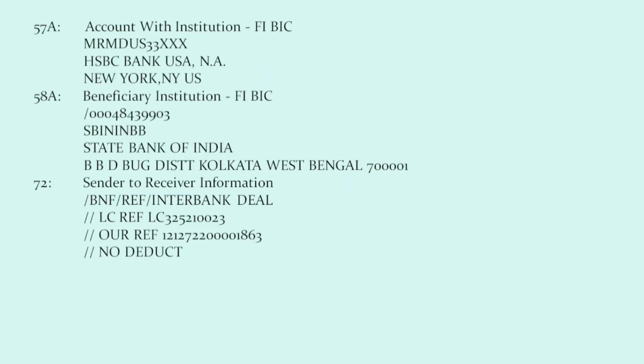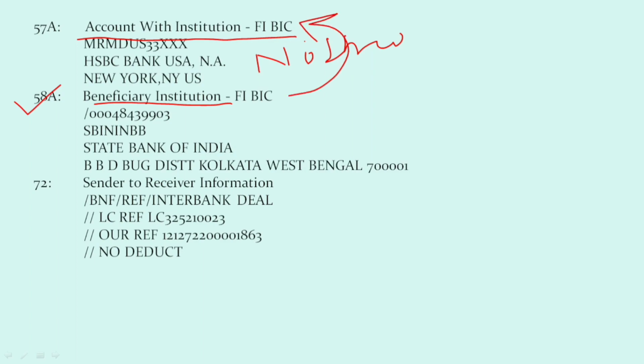The next field is 57A, account with institution. It is the nostro or correspondent bank of B bank. The next field is 58A, beneficiary institution. Here, the beneficiary bank and account number will be mentioned. Please note that the beneficiary bank is maintaining an account with its nostro bank, and this number is the account number of the beneficiary's bank. Don't get confused here. This is not the account number of the final beneficiary.